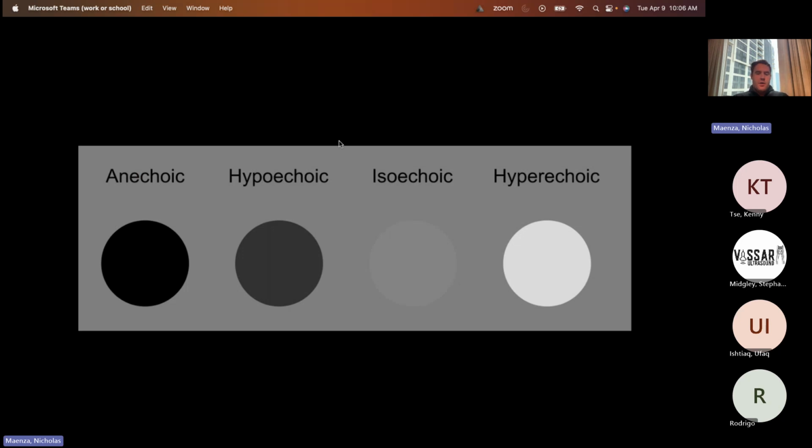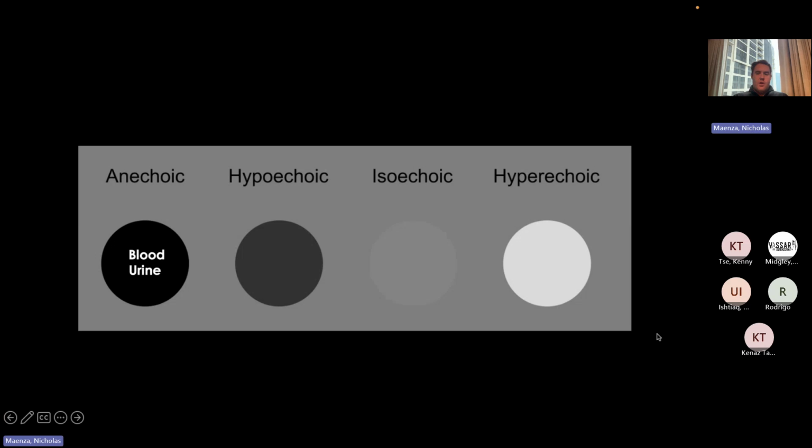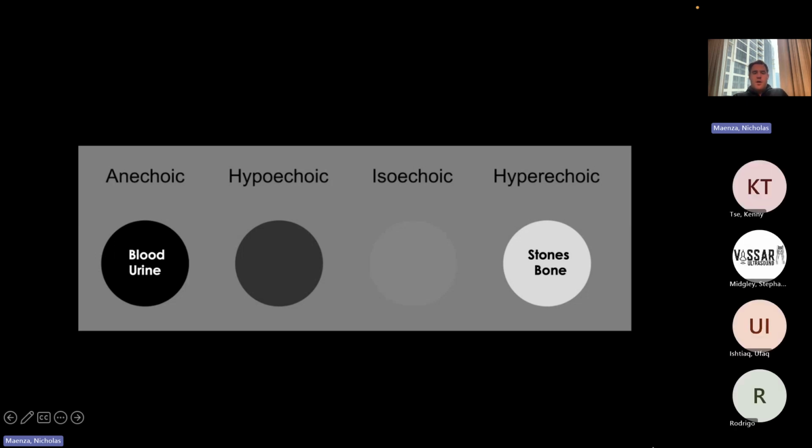As far as your grayscale, you've got anechoic, hypoechoic, isoechoic, hyperechoic. So anechoic, remember, is something that is black. It's going to be things like blood, urine. So any fluids are going to be black, anechoic. And then on the other end of the spectrum, things that are very dense, that are going to be reflecting more and more sound waves, are going to be hyperechoic. So this is stones and bones. And then specifically for ultrasound, it's going to be bone, so it's going to be the ribs. While anechoic, it's going to be something like a pleural effusion if we see it. And then in between, we have those 256 shades of gray.